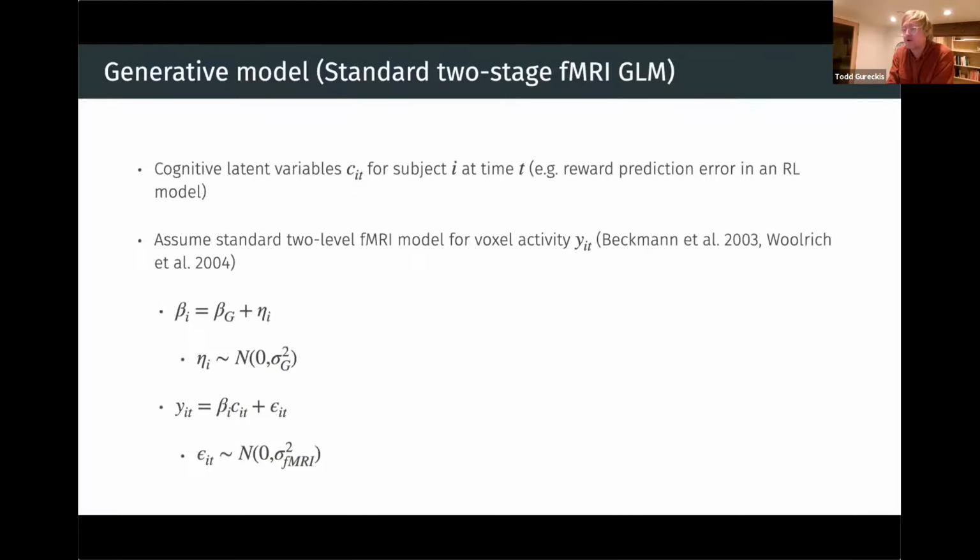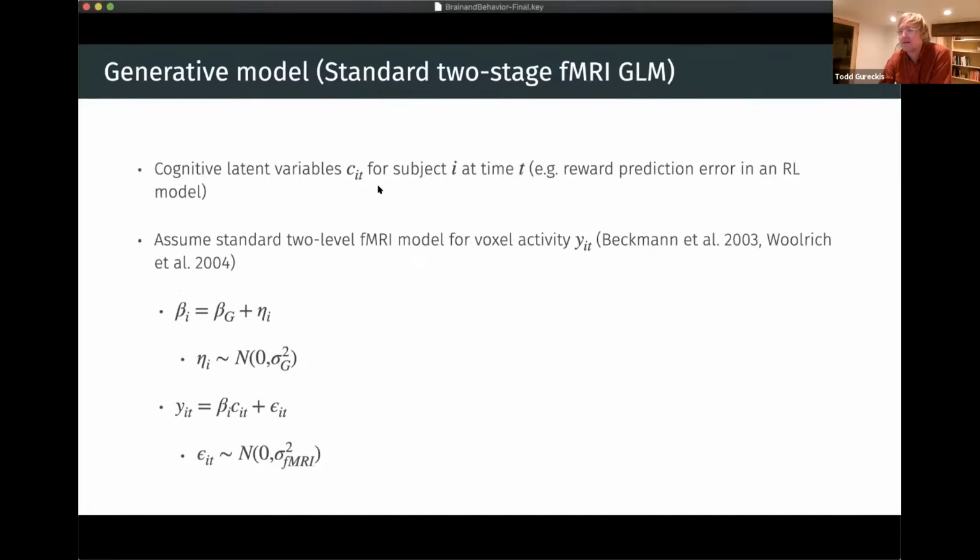Okay, that's the trick that we're going to use here. So imagine we have a latent cognitive variable, like let's say prediction error. That's going to be the CIT. So for every subject at point T, we get a prediction error signal. We're going to assume the standard 2-level fMRI model for voxel level activity. So the voxel activity is some linear function of the latent variable of the subject with some noise, and the noise is going to be largely dominated by the fMRI signal noise.